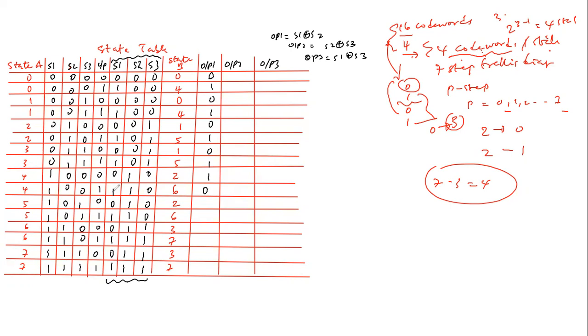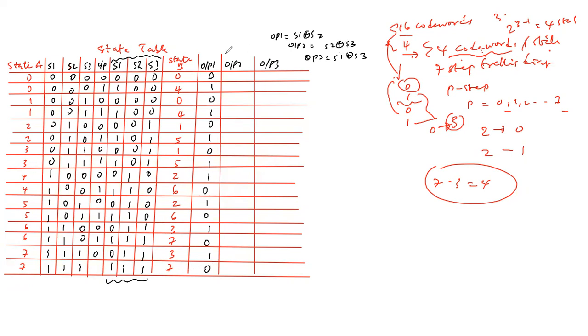That's this plus this. This plus this is 0. This plus this is 1. This plus this 0. Plus this 1. This plus this is 0. This plus this 1. And this plus this 0.